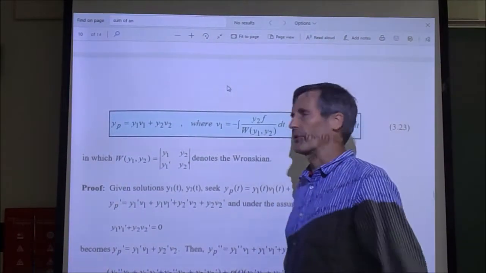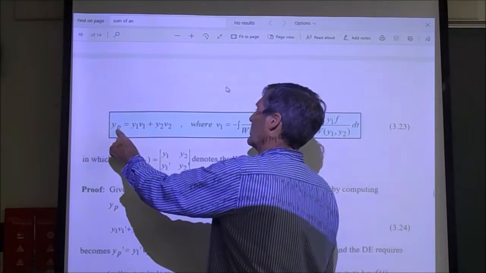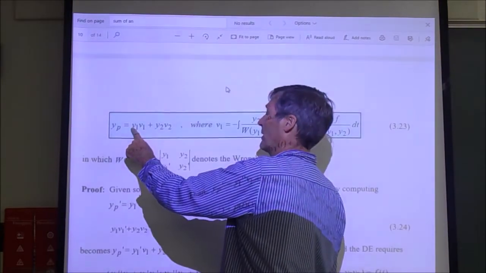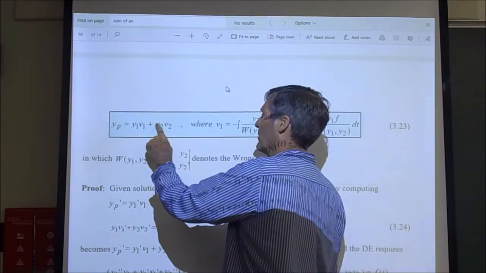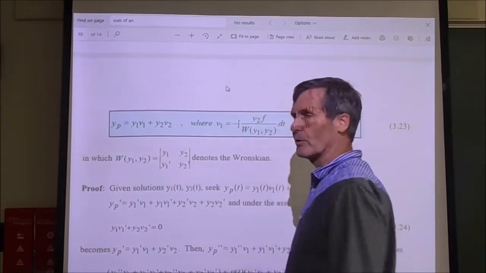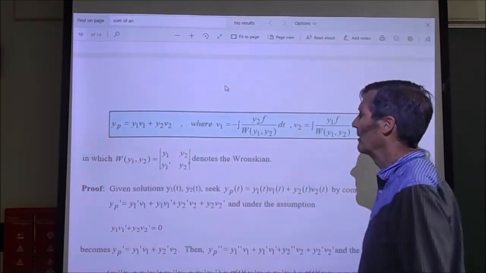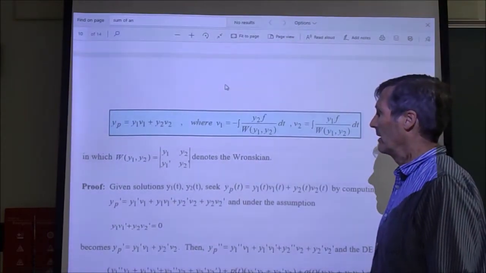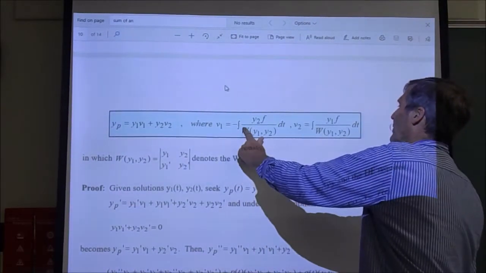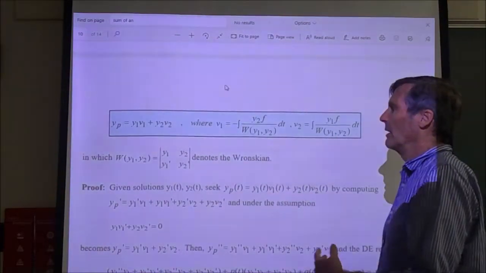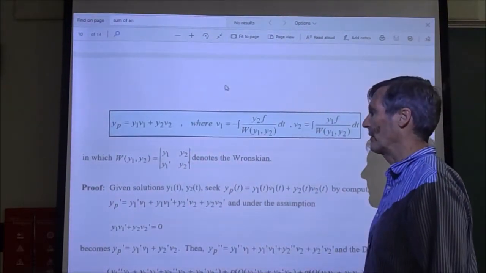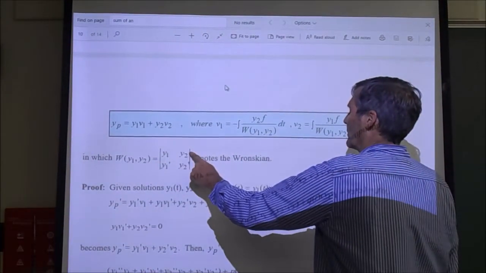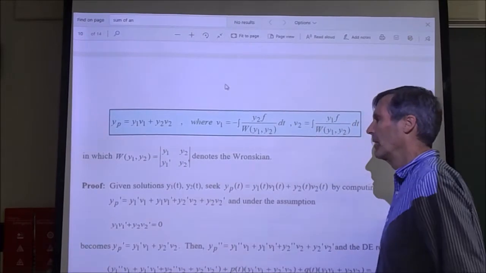You look for a solution, y particular equals y1, the first solution that you found of the associated homogeneous problem, times v1, plus y2 times v2, where v1 and v2 are unknown functions. You're going to try and find them. It turns out that if you put v1 equal to this integral and v2 equal to this integral, it works. There is a particular solution of that form, and in these formulas, W refers to the Wronskian: y1, y2 in the first row, and their derivatives in the second row.